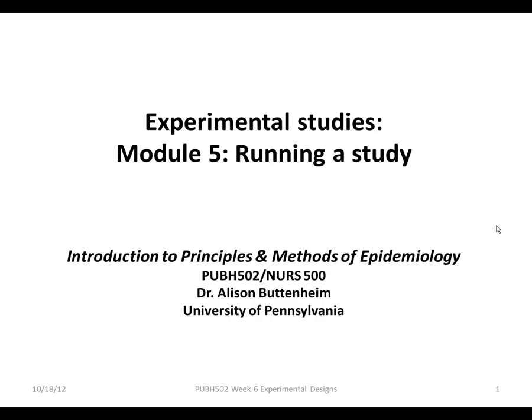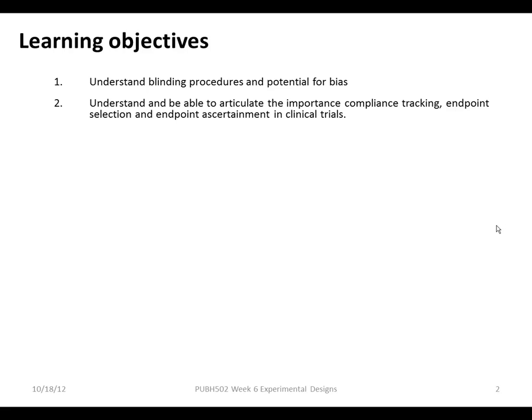This is Module 5 in our Experimental Studies week, on the nuts and bolts and logistics of actually running an experimental design study. Learning objectives: we're going to focus on the blinding process and the potentials for bias that arise in experimental designs, and also talk about some other important features of the operations of an experimental design, including compliance tracking, endpoint selection, and endpoint ascertainment.